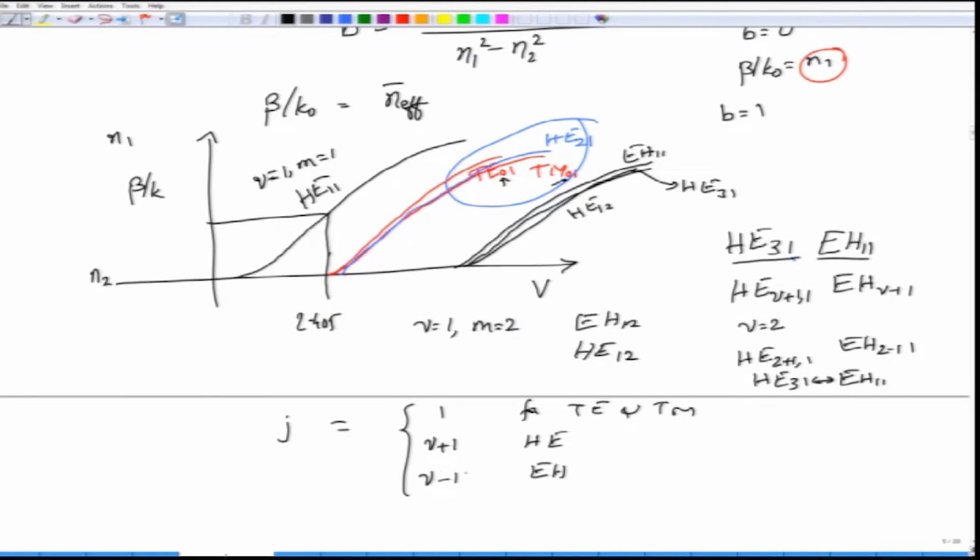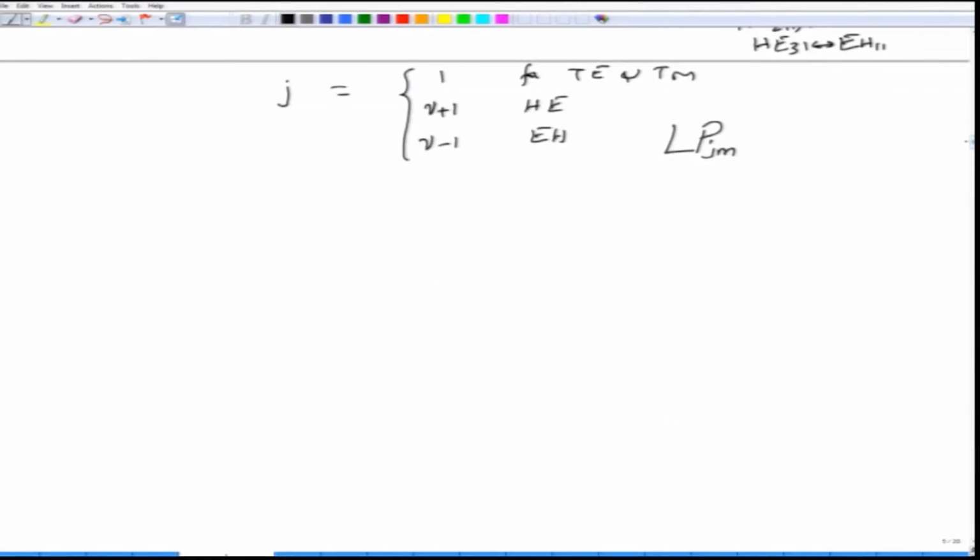So, these are the ones which I am looking at coupling, and I have defined a new parameter j which would actually reflect this particular condition. Okay. So, my modes are going to be written as LPjm modes. Although we are writing this as LPjm modes, you can actually think of them as the result of a combination of TE0m, TM0m, HE nu plus 1 m and EH nu minus 1 m modes.